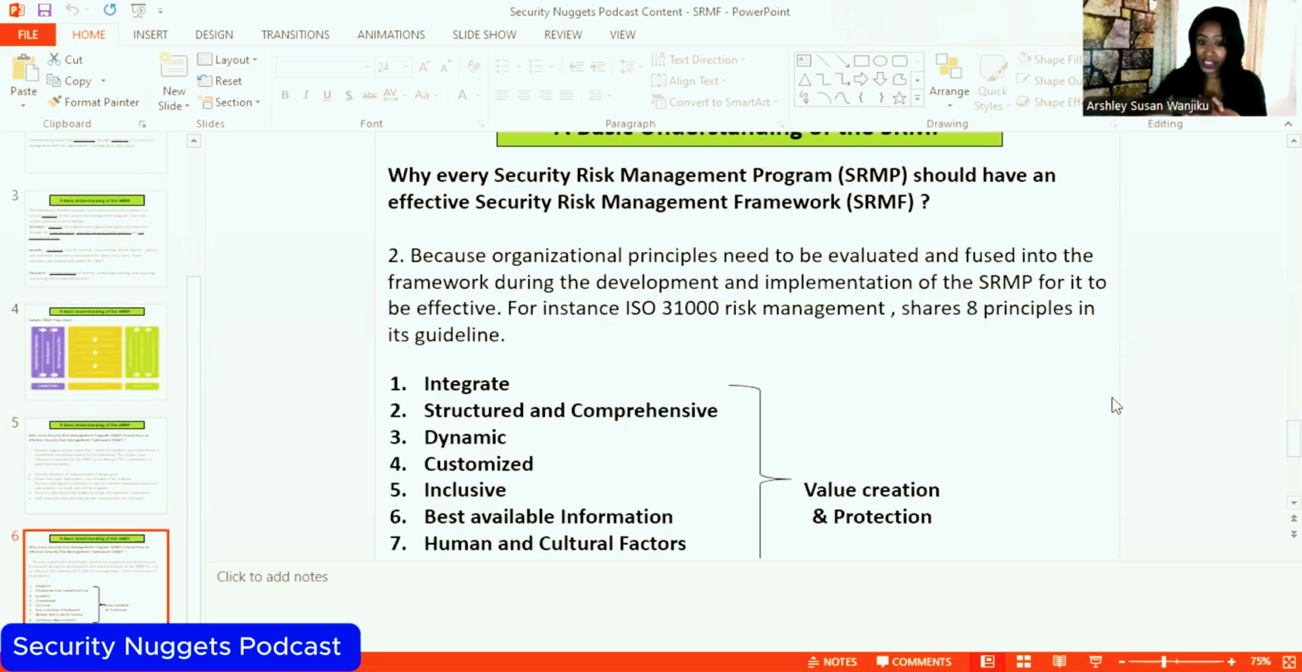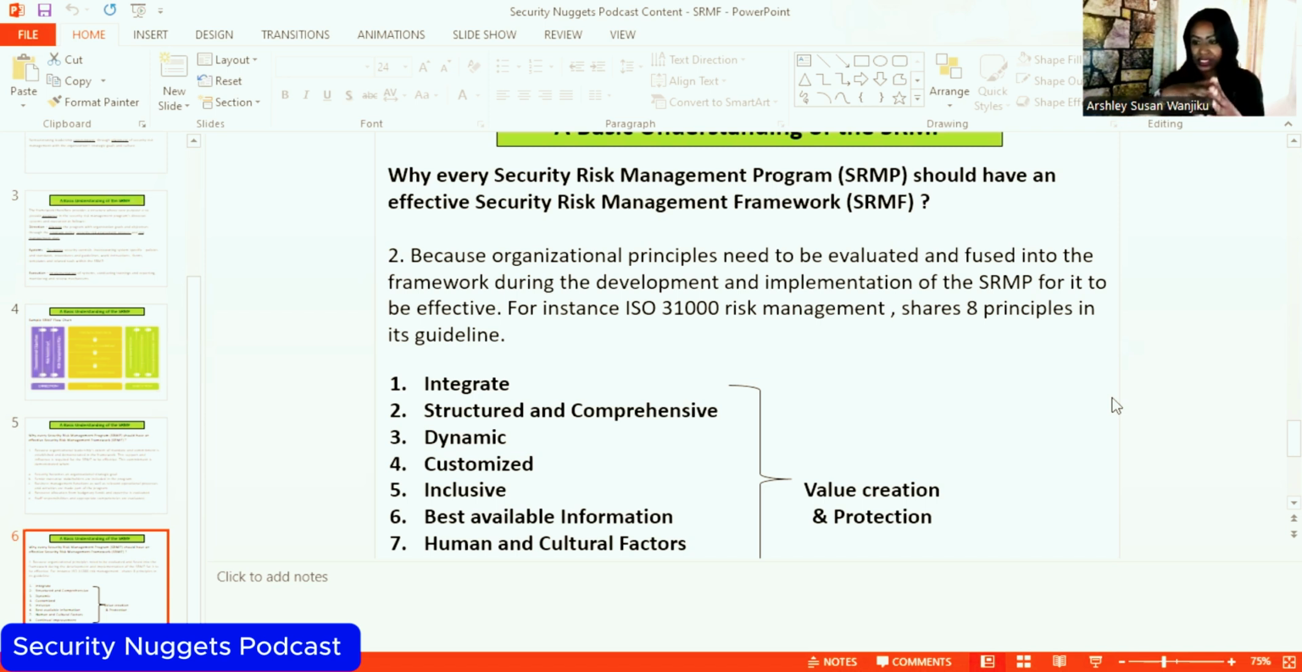The other reason why it's important to have an effective security risk management framework within a security risk management program is because organizational principles need to be evaluated and fused into the framework during the development and implementation of the security risk management program for it to be effective. Now, just as organization leadership is the glue that holds the security risk management program together, I want to reiterate that so are the principles.